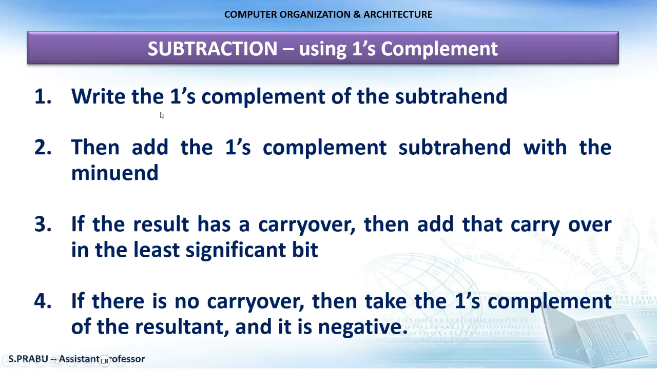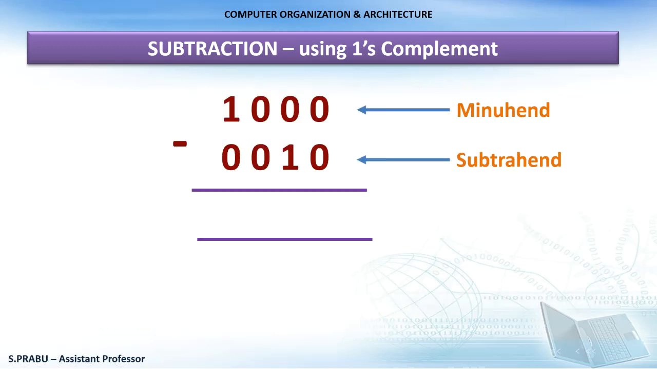This method contains 4 rules. First you have to find the ones complement for the second number, that is the subtrahend. Then add the result to the first number, that is the minuend. If the result has a carry, you add the carry to the result. If the result has no carry, you find the ones complement of the result. Let's check the ones complement method through some examples.